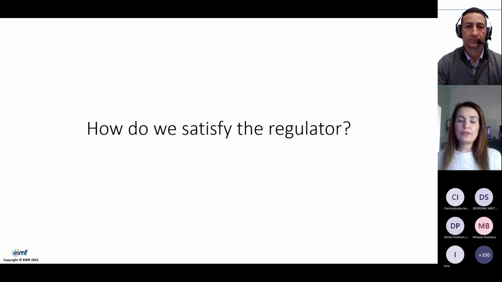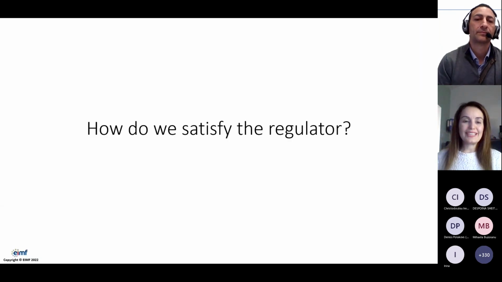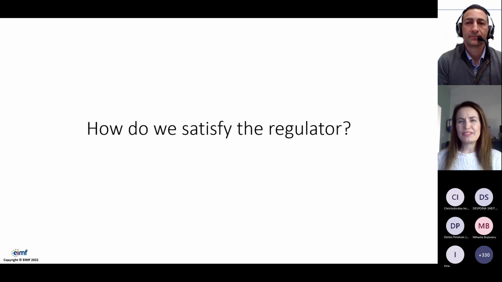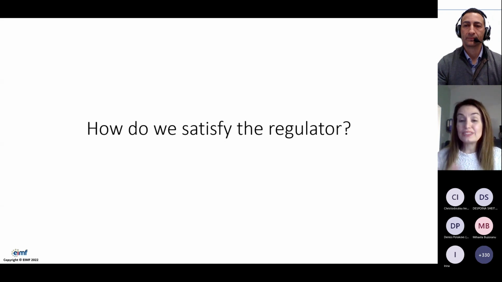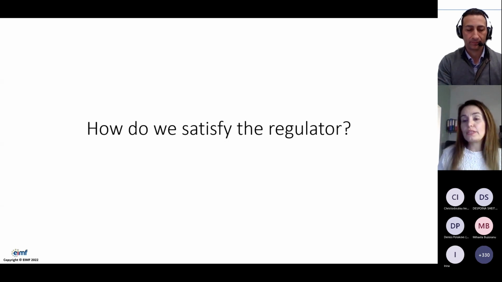Now, how do we satisfy the regulator? Some people say the regulator is never satisfied, whatever you do is wrong. Yes, some regulators are using check boxes, they want to see things, but we need to remind them in some cases that they need to act on a risk-based approach, meaning not all entities are the same. Each entity faces different risks, so it's not possible to ask an entity to have the exact same measures as another entity.